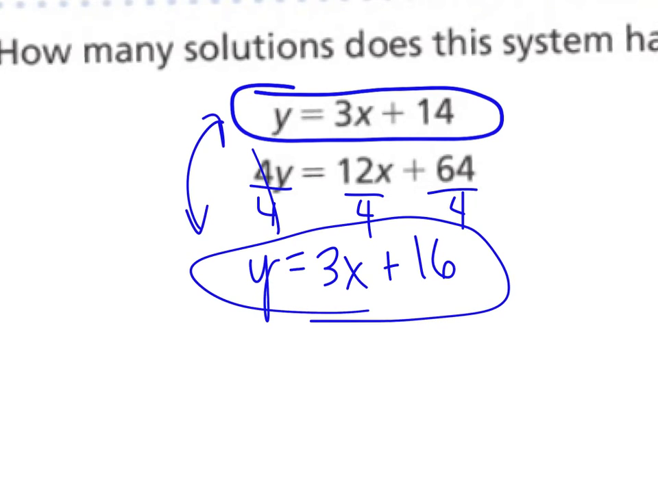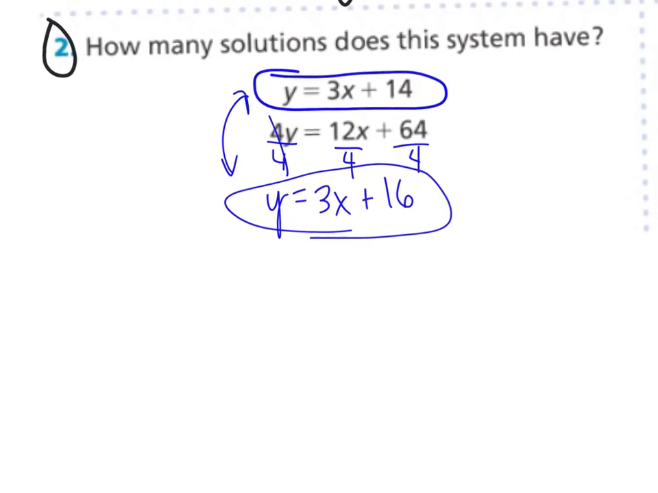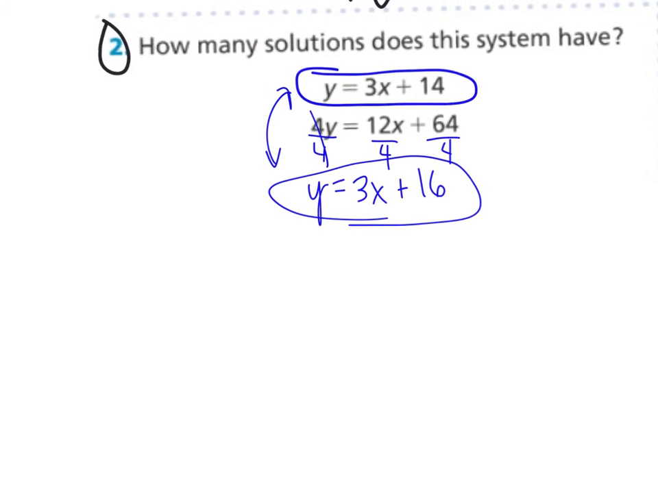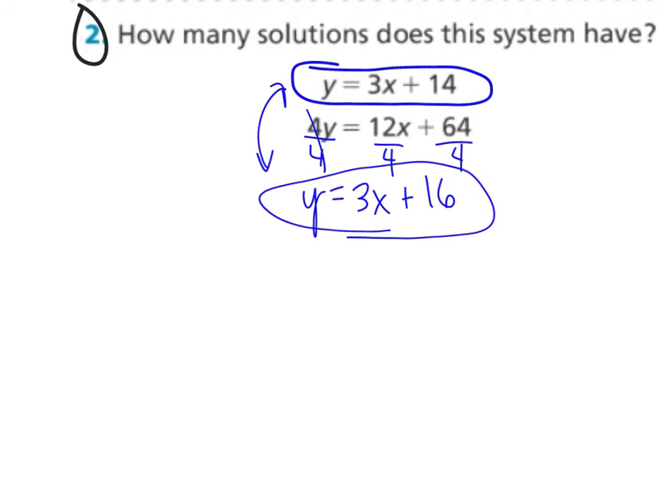So look at the equations. We got y equals 3x plus 14. We got y equals 3x plus 16. We're figuring out how many solutions we have. So first thing is we'll compare the slopes. So the slope on the first line is 3. The slope on the second line is 3. So the slopes are the same. If the slopes are the same, the lines are angling the same way. Either these are going to be parallel to each other or they're going to be the exact same line. So the y-intercept of the first equation is 14. Y-intercept of the second equation is 16.